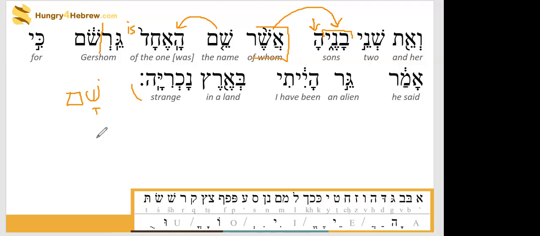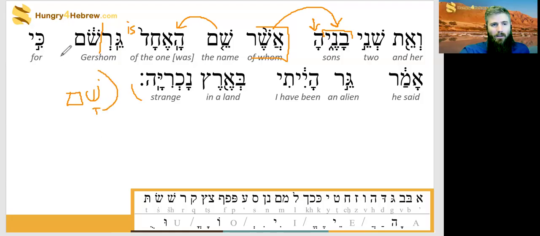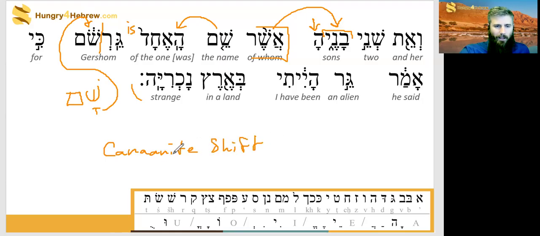There. Over there. Is it weird that ah turns into o? Well, not in Western Semitic languages. The ah changing into an o is famously called the Canaanite shift. If there are any words in Hebrew that have an o vowel, but in Aramaic they are an ah vowel, that is the Canaanite shift.